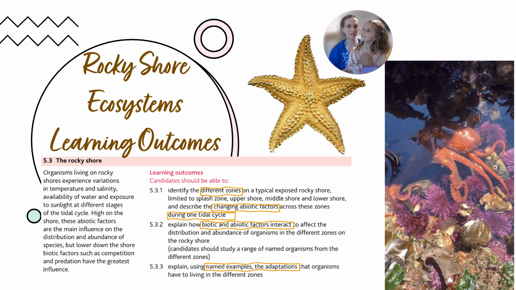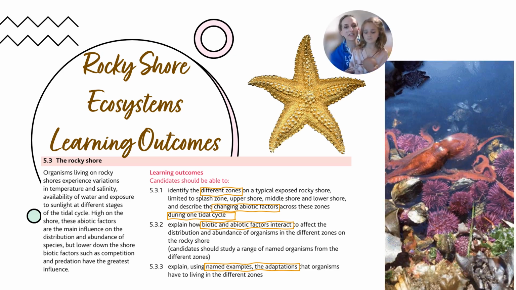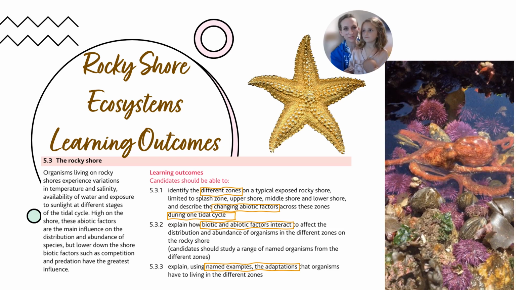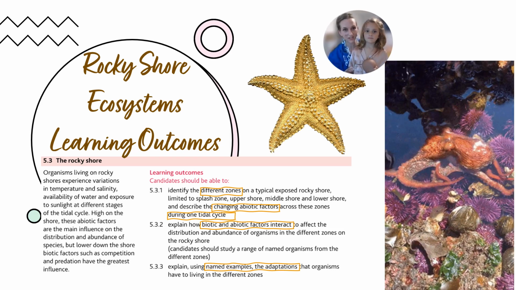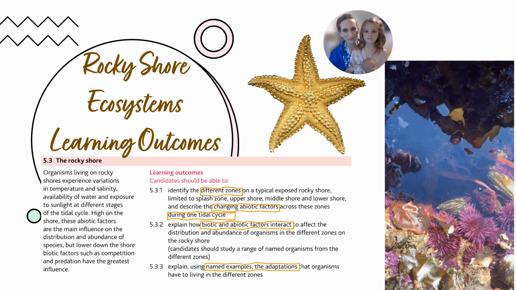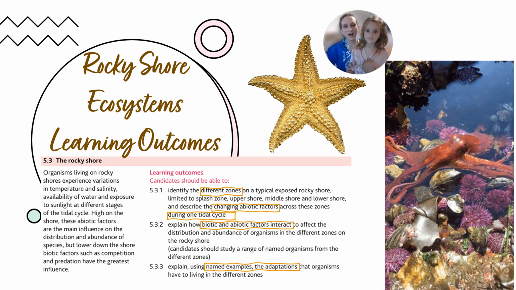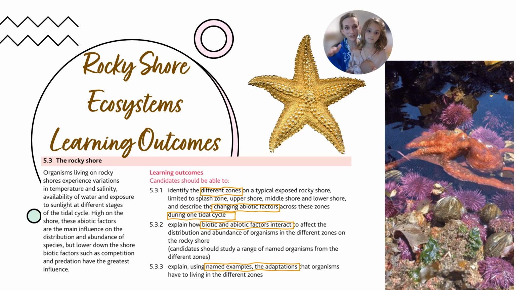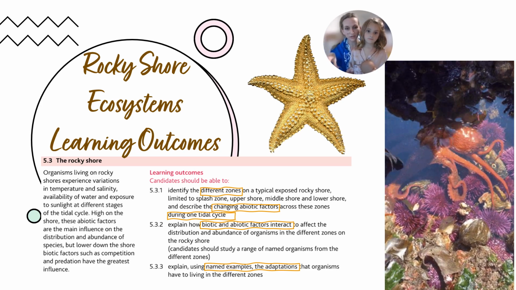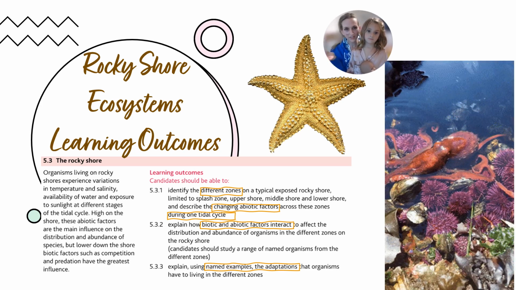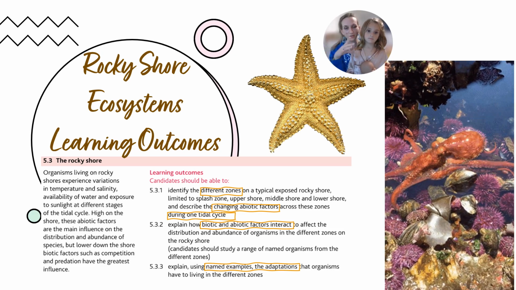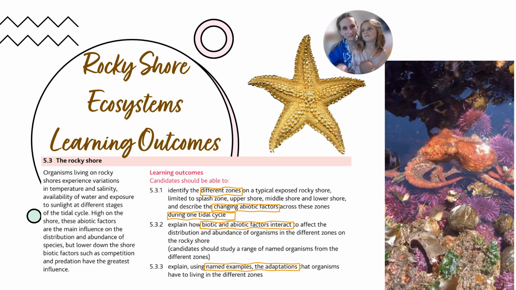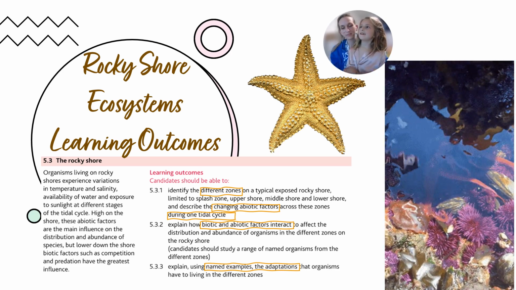Okay, and in this section, we're going to look at the different zones because of how high the tide goes. It creates different types of conditions, and certain organisms are adapted for that. We'll see how the biotic and abiotic factors interact to push these organisms into different zones. That's called zonation. And of course, just like sandy shores, we're going to need to hone in on just a few different named examples. It's an exam. There will be an exam.